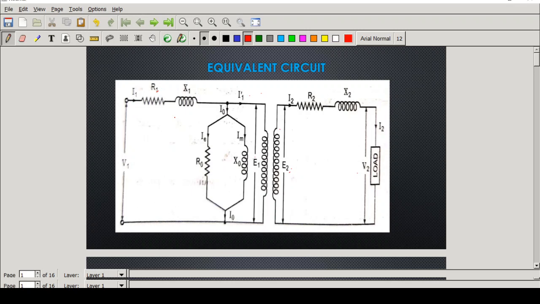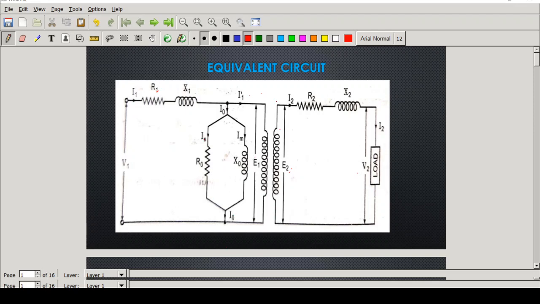Now, how can you get the parameters of this equivalent circuit? For that there are some tests which can be used, and we call them the open circuit test and the short circuit test, which we will see in detail. Now here you can see the equivalent circuit of a transformer.